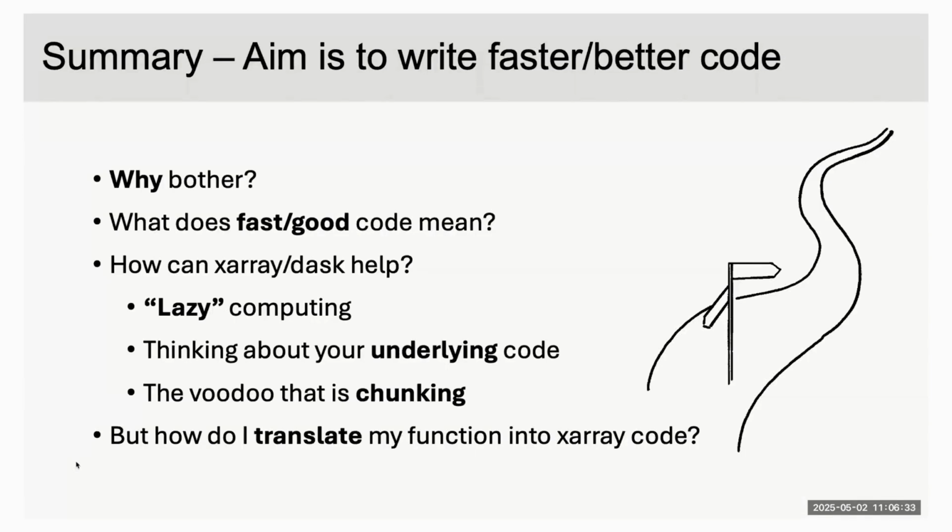So I guess the overall aim of this session is to be able to write faster and better code in Xarray. And so that's starting with why you want to do that, why it's worth the effort, and then what does it actually mean to be writing good code, to be writing fast code. And building on from that, thinking about what Xarray and Dask are. So what on earth is meant by lazy computing? Can I get a quick show of hands who's heard of the term and knows what it means? Cool, thanks. And then thinking about what's going on underneath and getting into that mindset of thinking, okay, I've written this function, what does it do?